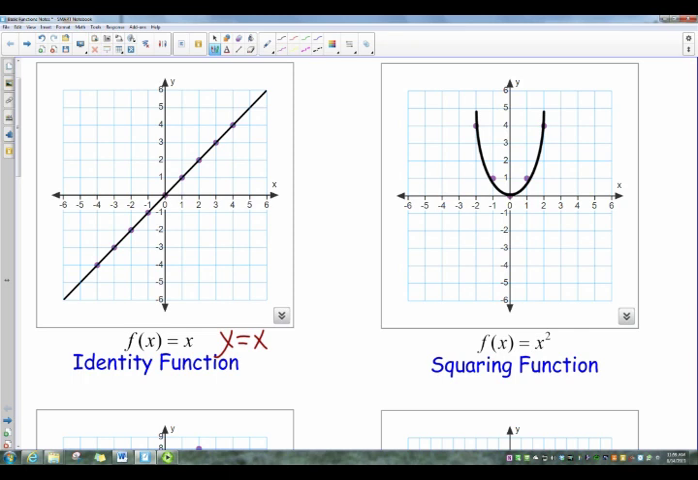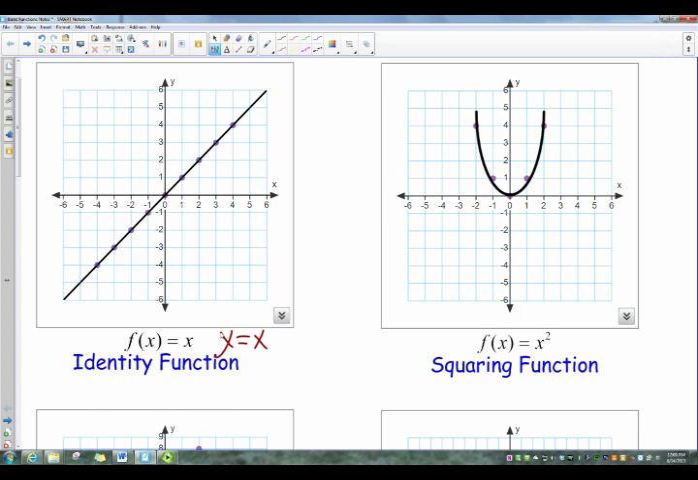Okay. Now, this can be modified by moving the graph up, down, left, right. Those are all transformations. They come up in a different section. But this is known as the linear or identity function. Okay. The second one is what's called the squaring function. This is just when something is squared. So notice I have f of x equals x squared.